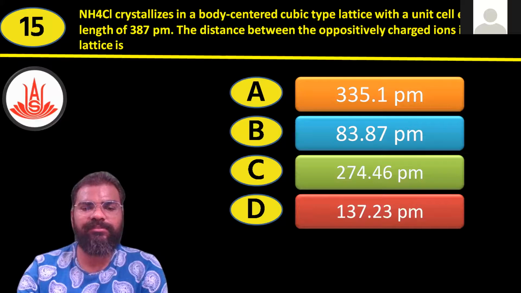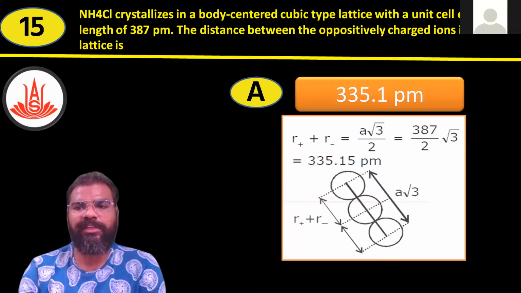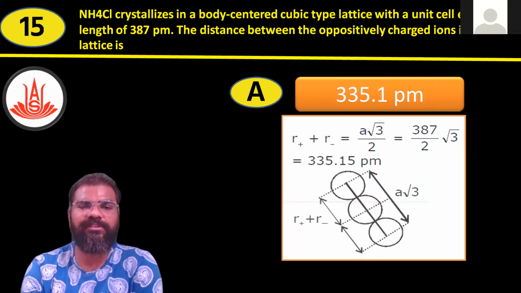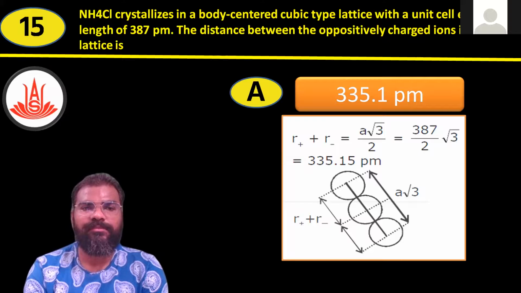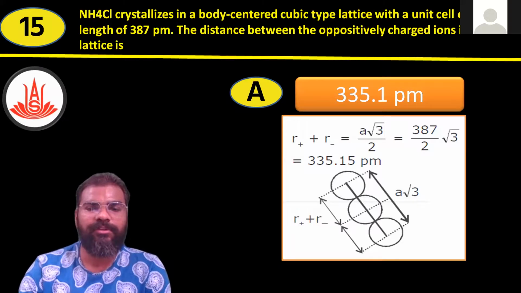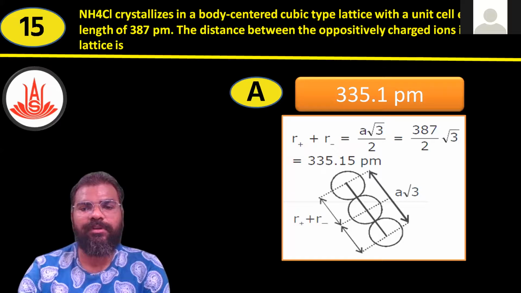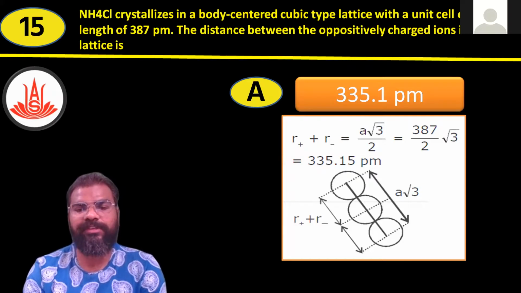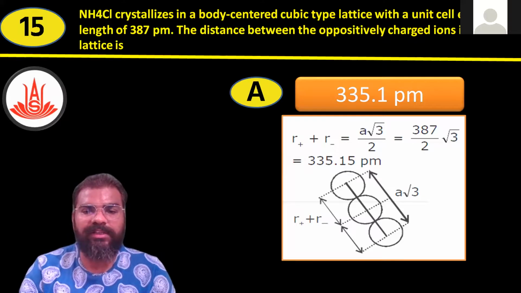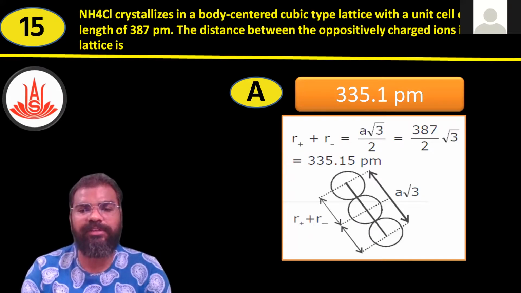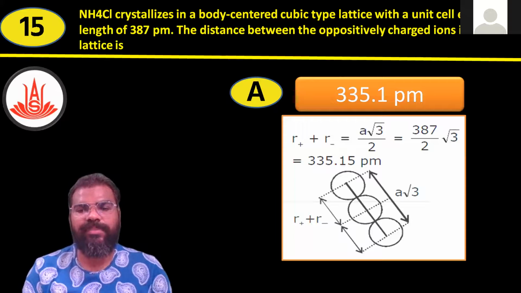So let us calculate this. The option A, 335.1 picometer, is the correct answer. R plus plus R minus is equal to, for body centered structure, root 3 into a divided by 2, is the formula. So 387 picometer they have given, times root 3 divided by 2. So 335.15 picometer is the simple and direct answer. ये फॉर्मूला कैसे बना वो भी यहाँ पे मेंशन किया गया है, दैट इज R प्लस R माइनस इज इक्वल टू रूट 3 इंटू a, उसको 2 से डिवाइड किया हुआ है. ओके.